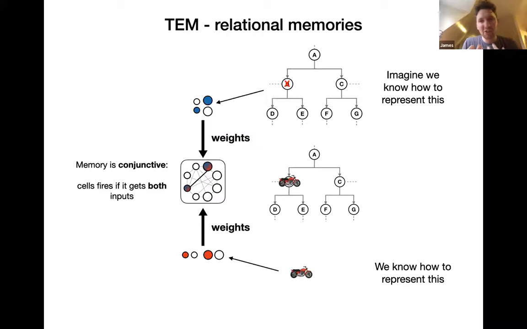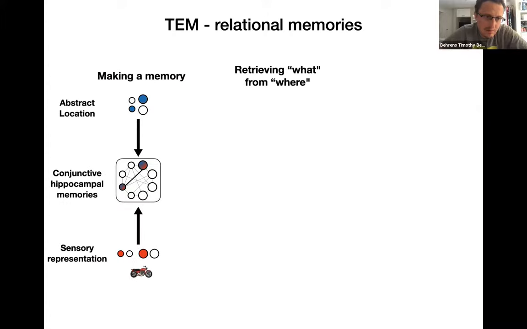And so the cells in this memory network are going to fire only if they get both inputs from the abstract structural knowledge and the sensory knowledge. And then again, we can just do this auto-associative Hebbian learning to upweight weights between coactive neurons. Okay, so this is rather good because this allows us to play a bit of a trick.